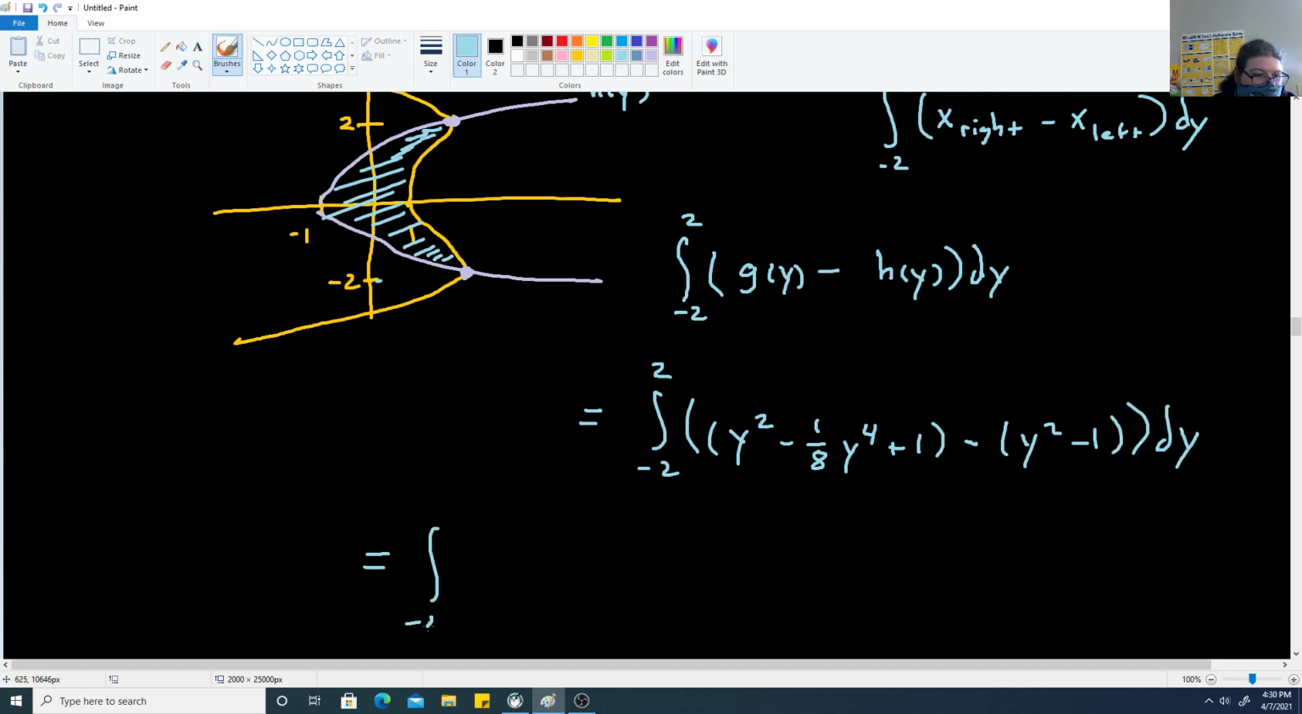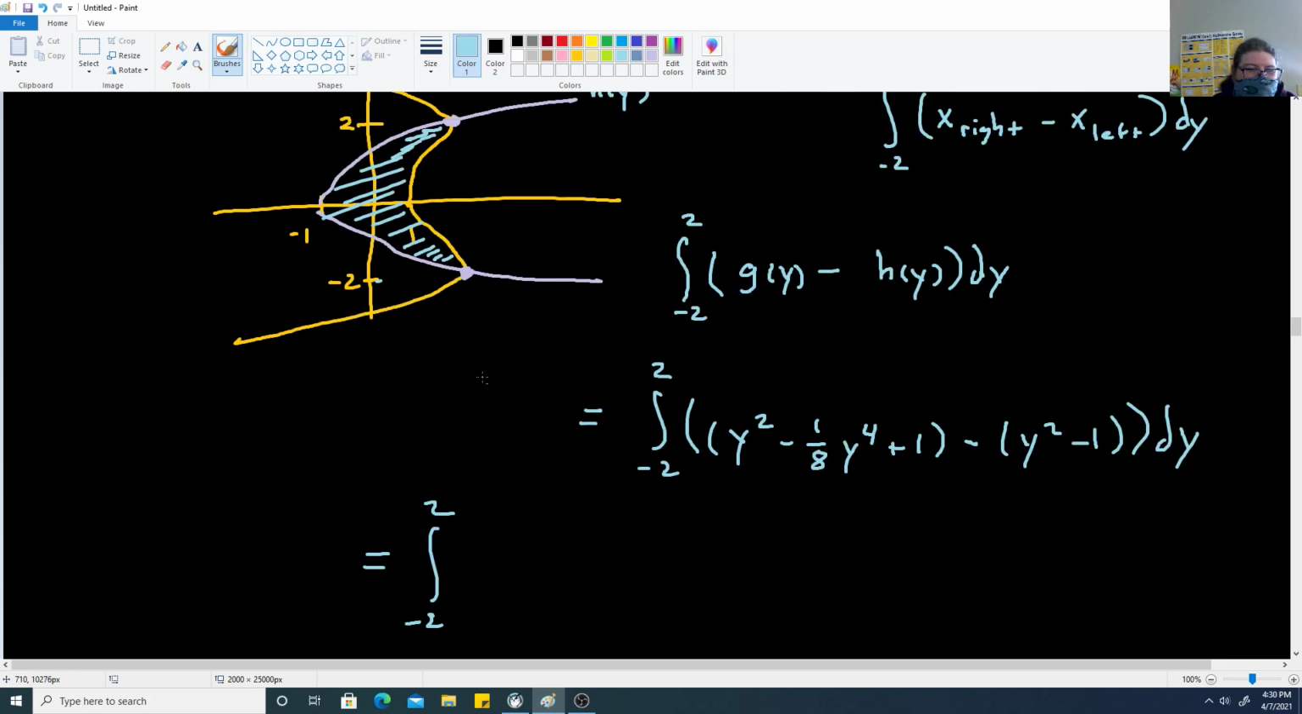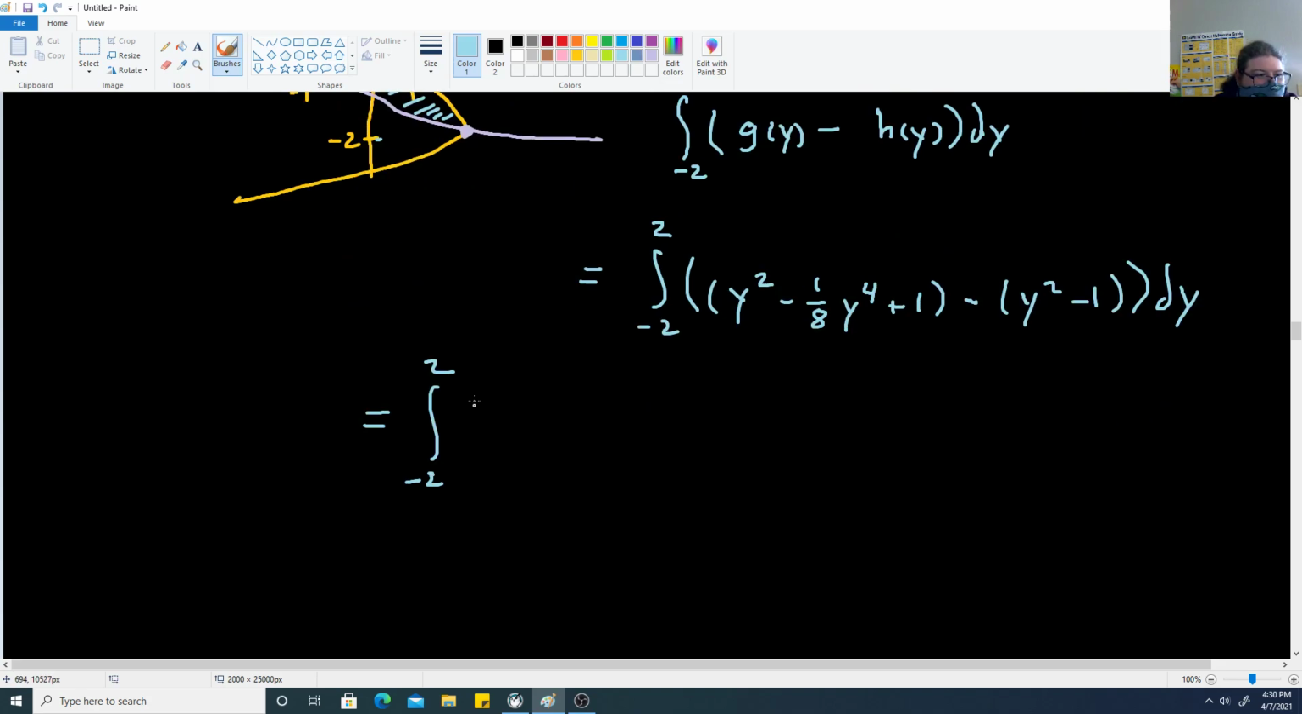Who the function was on the right and who the function was on the left for this particular region doesn't change. If we were told, instead of just the area between them, to integrate from negative 3 up to positive 3, then the left-hand and right-hand functions switch places. So we'd have to split the integral up the same way that we did when the top and bottom functions swapped places. So we get y squared minus 1/8 y to the 4th plus 1. We're going to distribute the negative here, so we get minus y squared plus 1 dy.